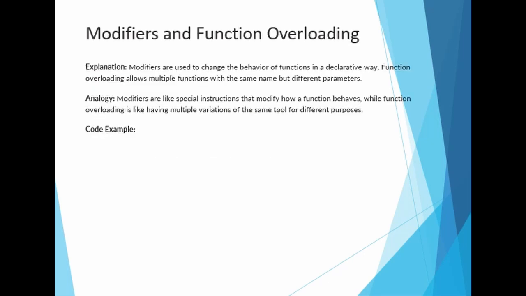Modifiers are used to change the behaviors of functions in a declarative way. Function overloading allows multiple functions with the same name but different parameters. Modifiers are like special instructions that modify how a function behaves, while function overloading is like having multiple variations of the same tool for different purposes.